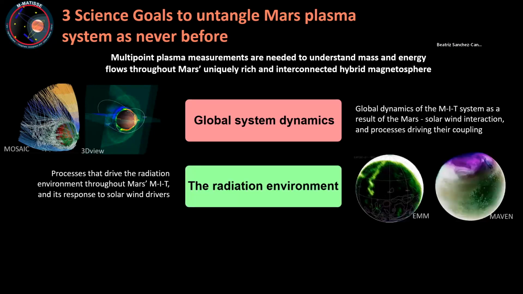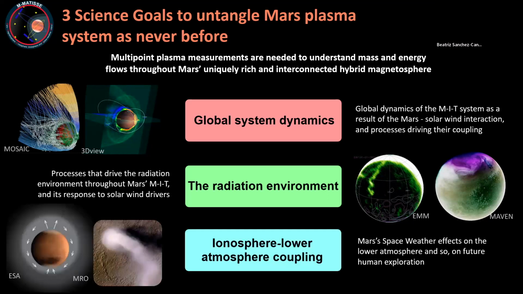The second goal of the mission is to understand the radiation environment. So this is how the atmosphere, how the ionosphere, actually absorbs the radiation that comes to the planet, or sometimes does not absorb the radiation, and it goes directly to the surface. So that is actually the first step toward forecasting weather at Mars.